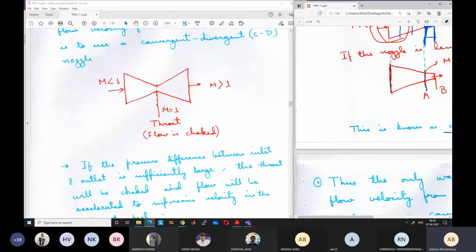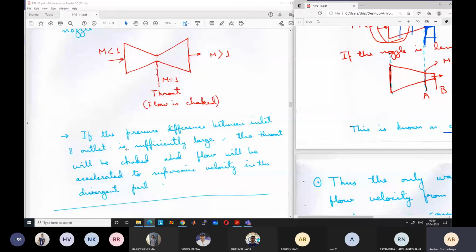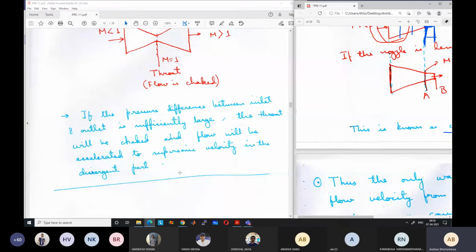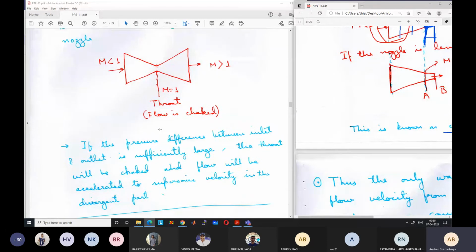Okay. So if the pressure difference between the inlet and the outlet is sufficiently large, the throat will be choked and the flow will be accelerated to supersonic velocity in the divergent part. What I did not mention here is that if the pressure difference is not sufficiently large, the throat will not become choked and the flow will not be accelerated in the divergent part. Flow will just get decelerated like a normal diffuser, as in common day-to-day use. Say, if you are blowing air from the opposite side of a funnel, from the small area section to the large area, the flow velocity will decrease. That is what is going to happen.